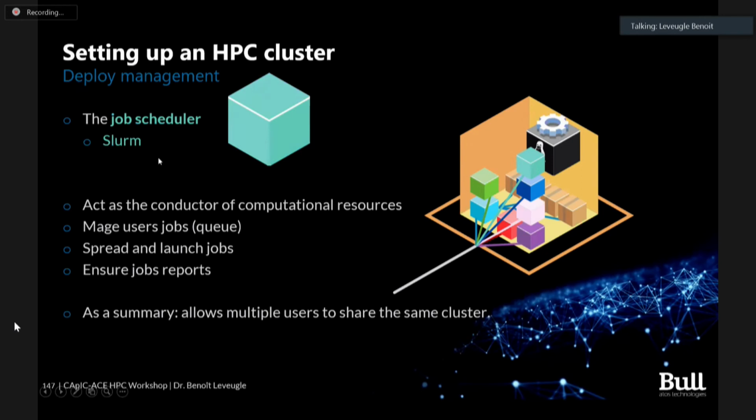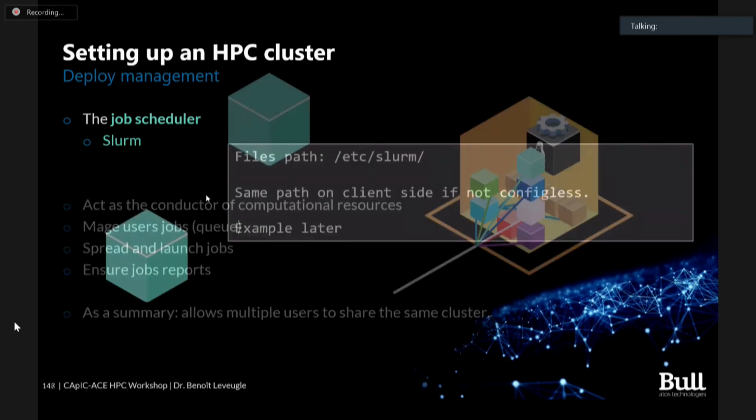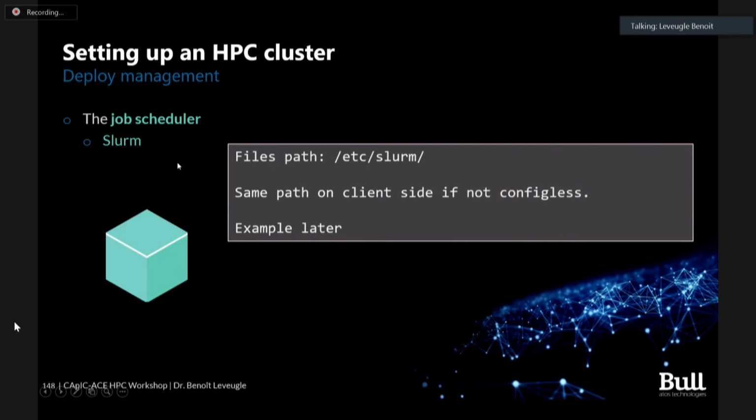The job scheduler, the last one. The job scheduler is extremely important. It is like the orchestrator of your cluster, because your users are going to log in to the cluster and they will submit calculation jobs. And that's all. They will not interact directly with the compute nodes. The job scheduler is here to manage computational resources and share them between users. It will spread and launch jobs. It will report the job, etc. So it's what allows multiple users to be on the same cluster at the same time. We are going to use Slurm, the most popular one.